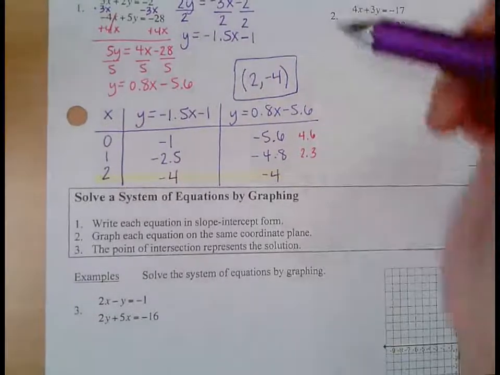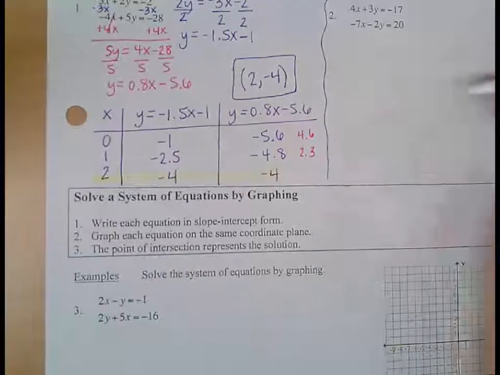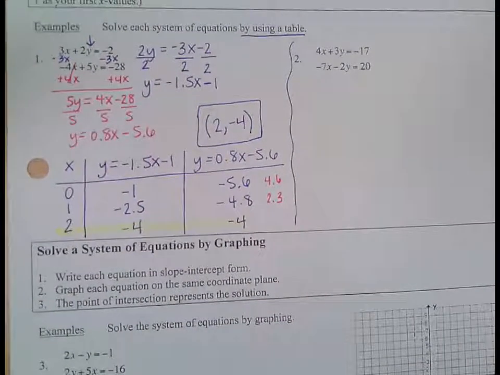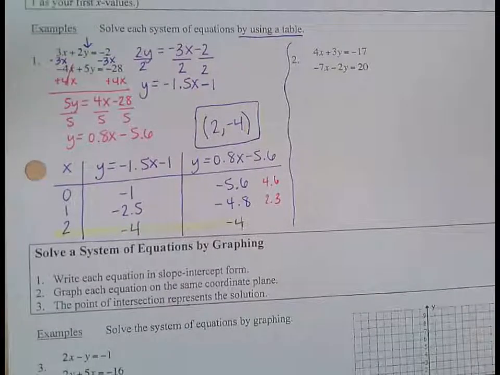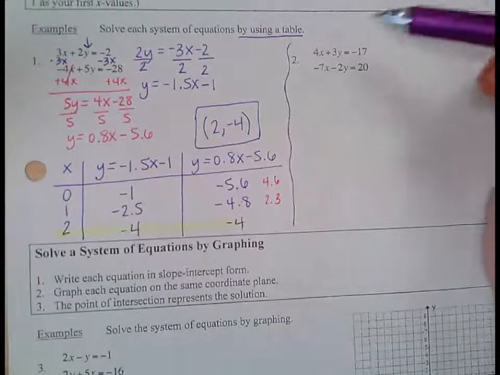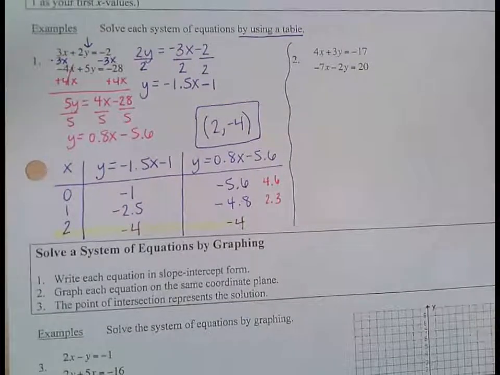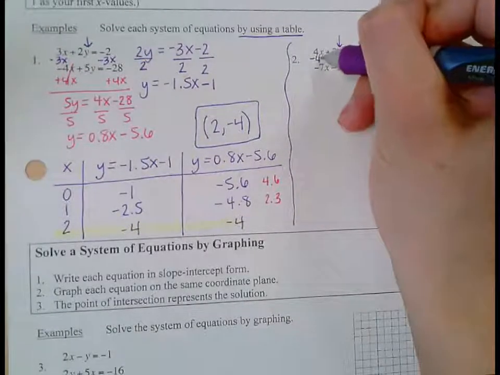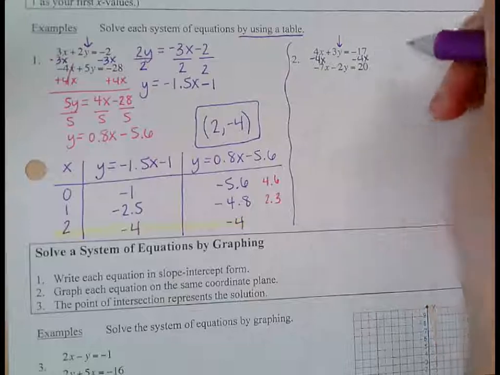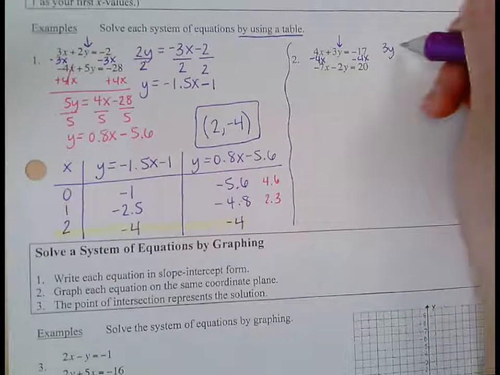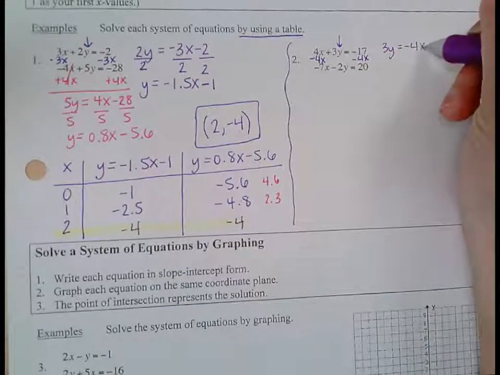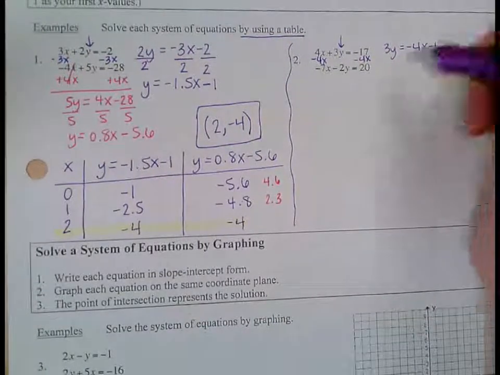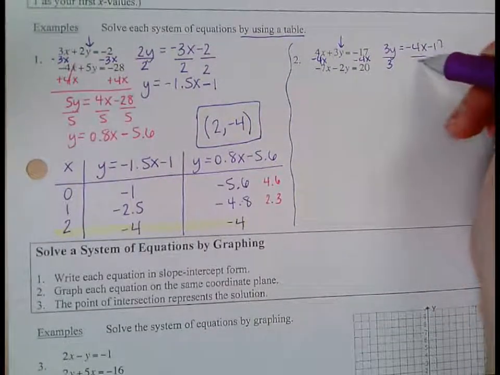Okay, so example 2, even though it's the same method, I like to include examples that just work out a little bit differently. So example 2 will be a little different. I need to start out the same way, solve both equations for y. So for the first equation, I would have to subtract 4x from each side first. So 3y equals -4x minus 17. And then divide everything by 3.